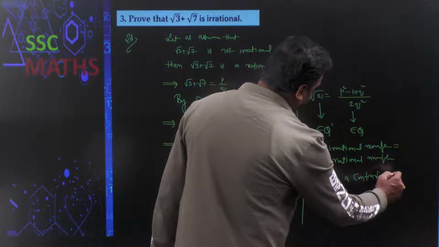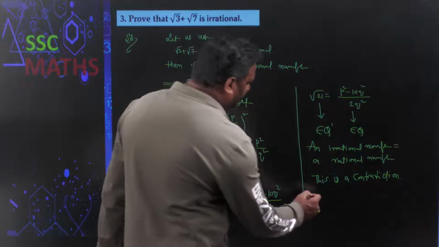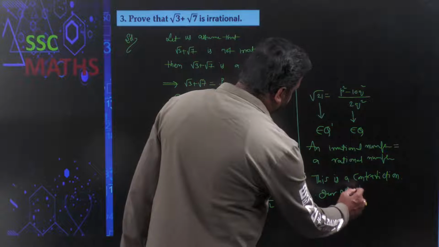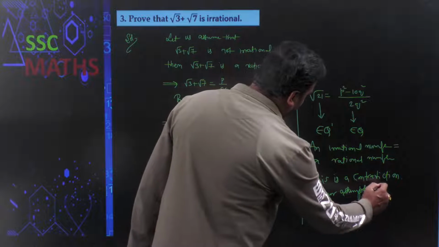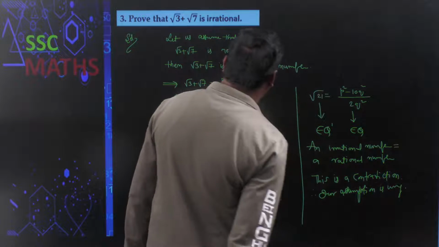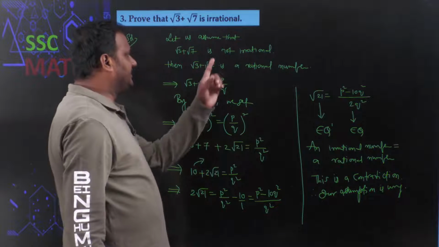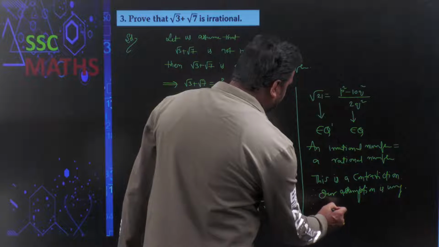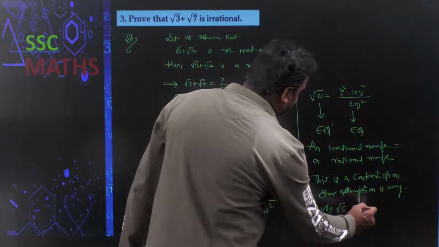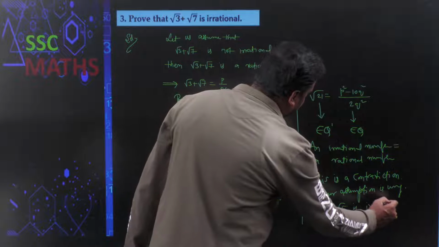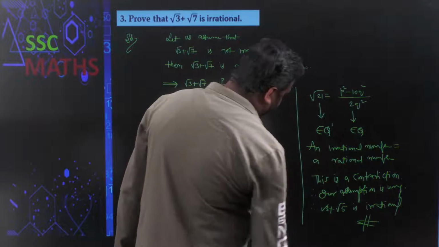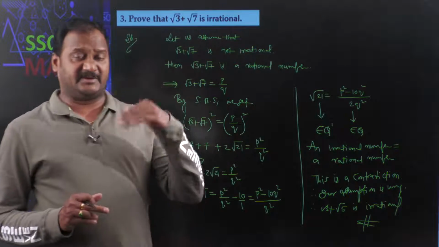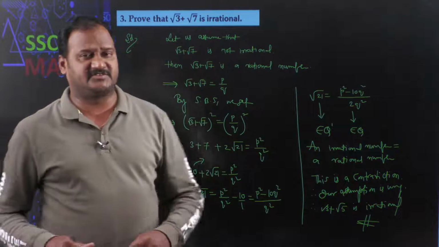So this contradiction is only due to our assumption. So therefore our assumption is wrong. So what is correct then? Therefore root 3 plus root 7 is irrational. This is what is correct. So hope you understand how to prove first root 3 an irrational number, 3 plus root 5 an irrational number, root 3 plus root 7 an irrational number.